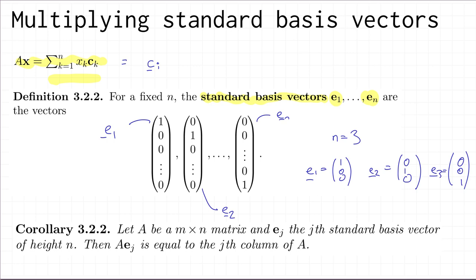So you might like to try that out. If you want to try an example, why don't you take A, B, C, D and do the matrix multiplication into the second standard basis vector of height 2. If you check, what I'm claiming is that you should get the second column. So in fact, if you do this, you'll see that you really do get the second column of A.